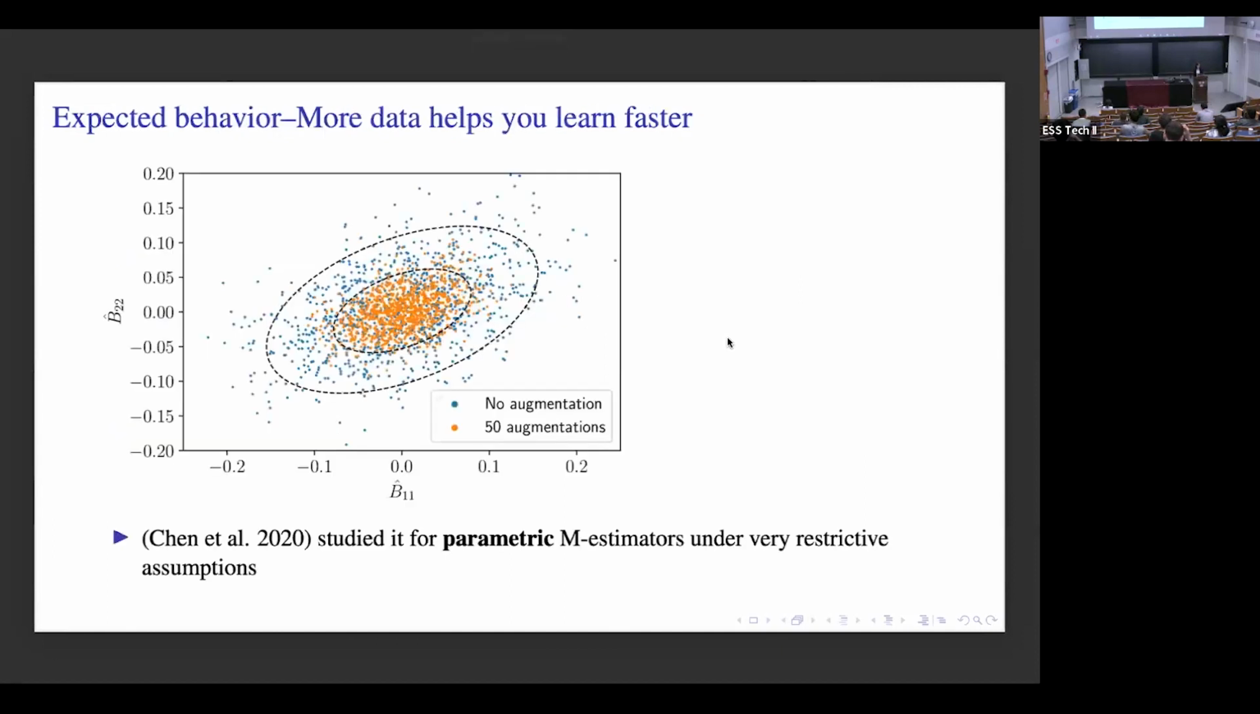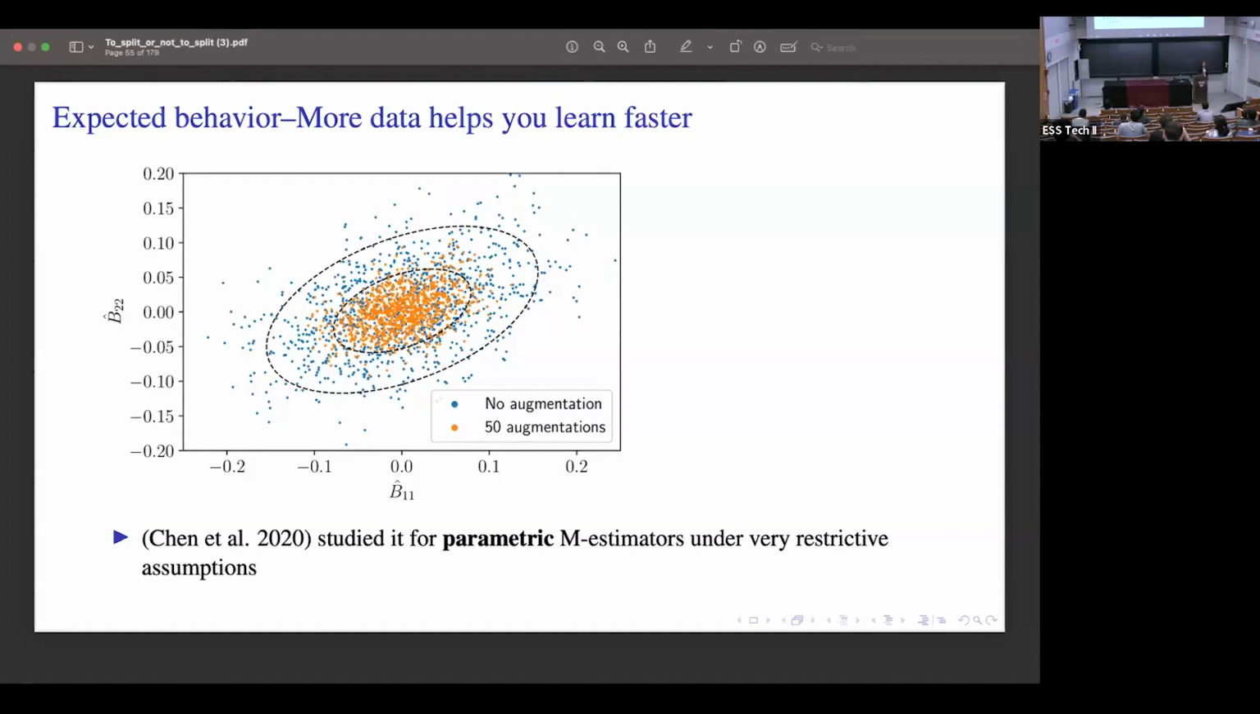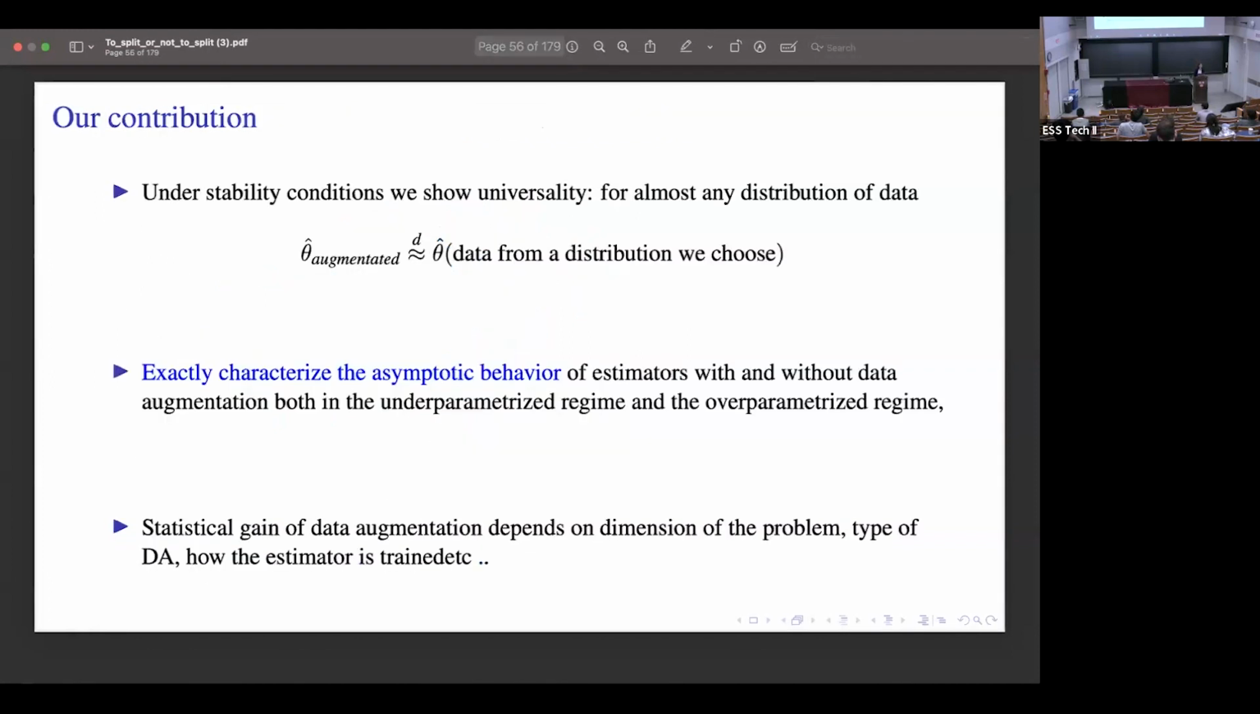Here's what we would hope to see. Imagine that I'm looking at, for example, the confidence region of my estimator. I would hope that when I do data augmentation, my confidence region is smaller than when I don't do data augmentation. And this indeed can happen, and notably it was shown by some previous paper that this does happen in the very simple parametric M-estimator case under certain stability and symmetry conditions. But as soon as you step out of this nice world, a lot of more complicated behavior can happen. And so we wanted to understand the impact of data augmentation on statistical learning.